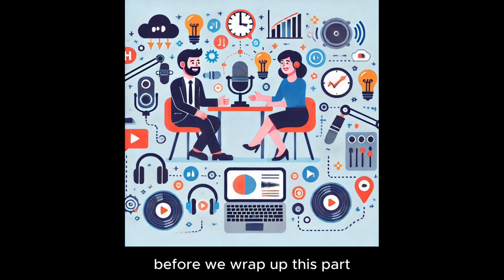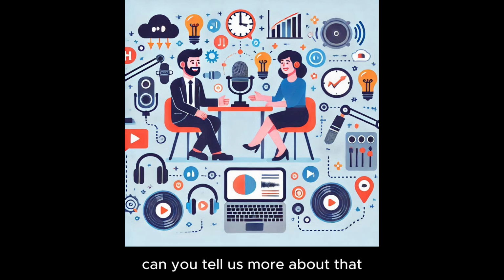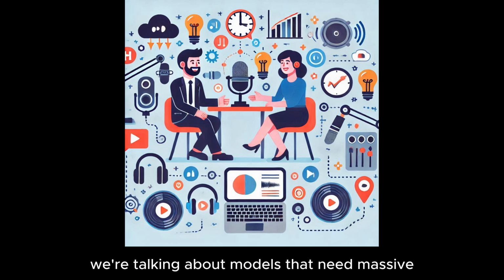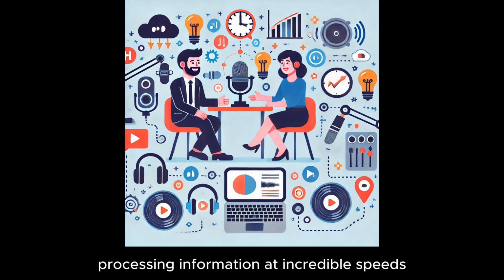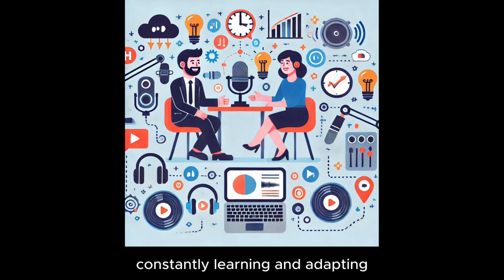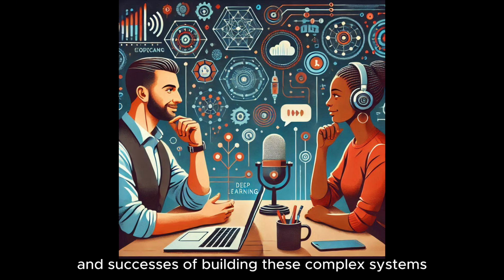Before we wrap up this part, I'm curious about the scale of these systems. You mentioned they can have millions, even billions of parameters. Can you tell us more about that? Just how massive are these systems? We're talking about models that need massive amounts of processing power. Imagine huge networks processing information at incredible speeds, constantly learning and adapting. Wow, that's a powerful image. It sounds like training these systems is a real feat. It certainly is. As we continue this deep dive, we'll uncover even more about the challenges and successes of building these complex systems. I can't wait.